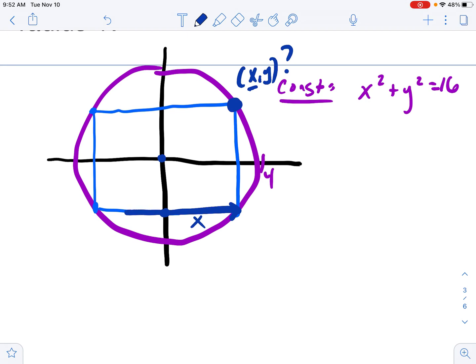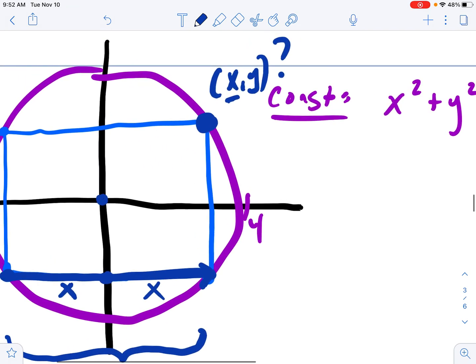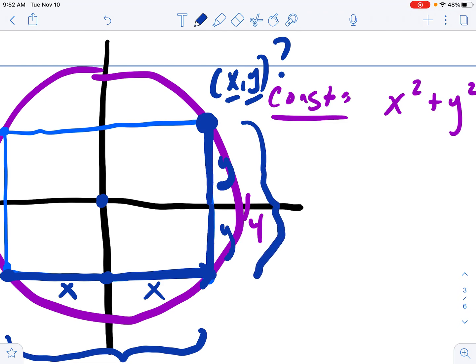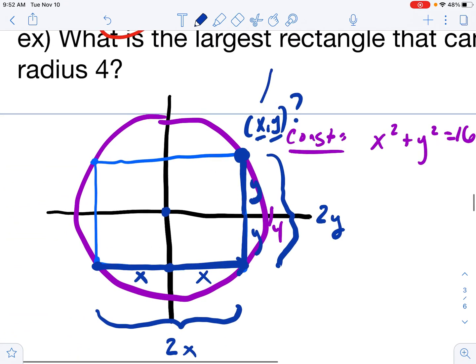But think about the symmetry. If I go back to the left, that's also going to be a length of x steps. What does that make the entire length of the bottom of this rectangle in terms of x? 2x from left to right. Considering I gave this a coordinate I'm calling y, that means that I went up y units from the origin. So this distance is a length of y. Again, because of the symmetry, that would also be a length of y. What does that make the entire height of this rectangle? 2y.